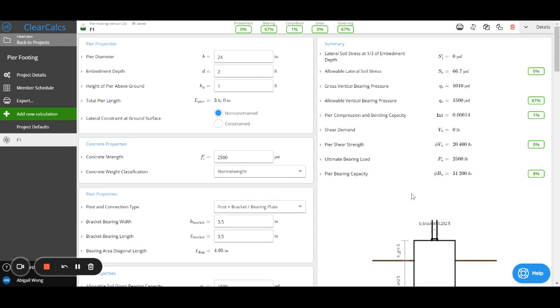So if we go back up to the summary, all of these are used to compute the checks to see what governs our design, whether that be lateral soil stress, bearing pressure, the interaction between compression and bending, or shear strength.